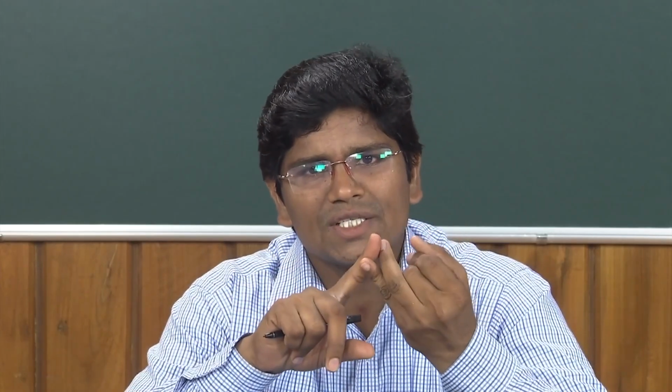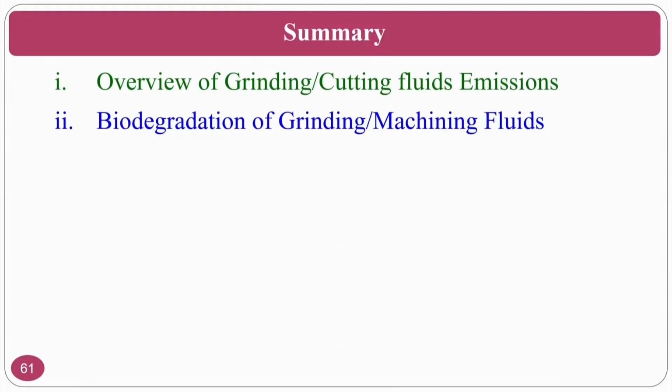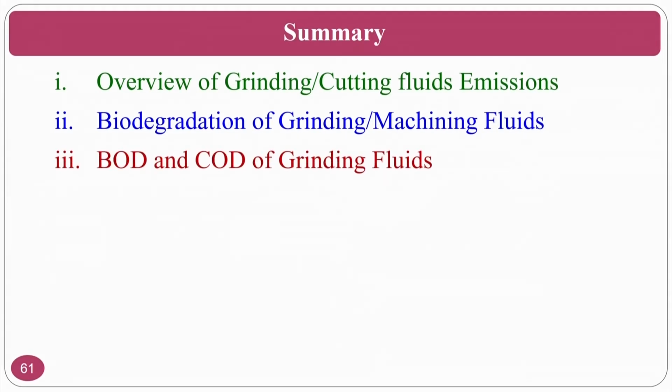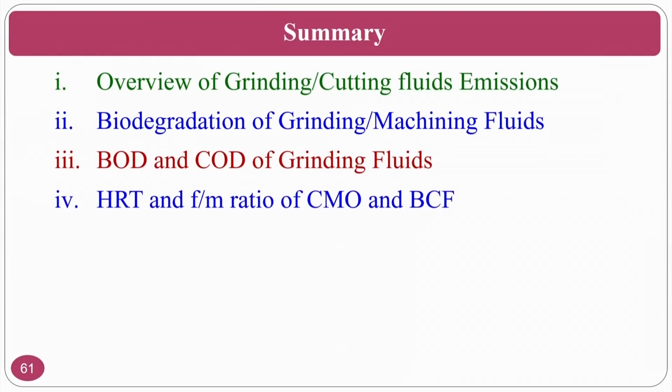Summary of this class, what all we have done? We have two solutions. One is biodegradation of the cutting fluid. This is what we have studied in this particular class: an overview of grinding and cutting fluid emissions, biodegradation of grinding fluids, BOD, COD, HRT and F by M ratio.